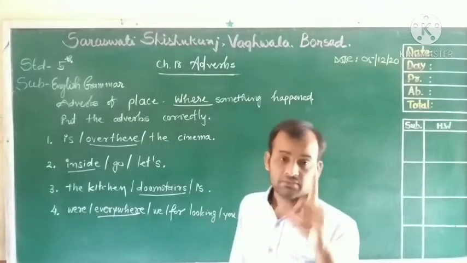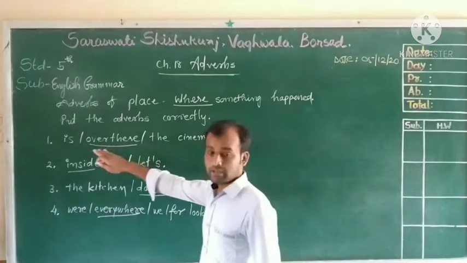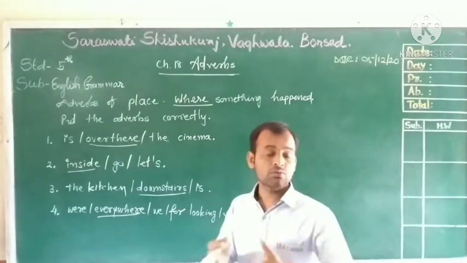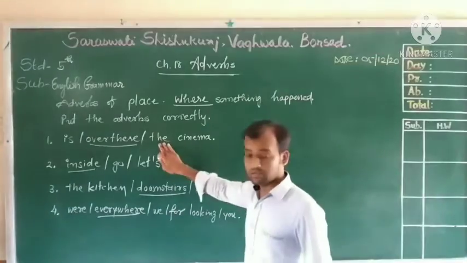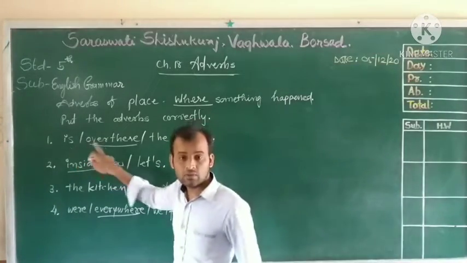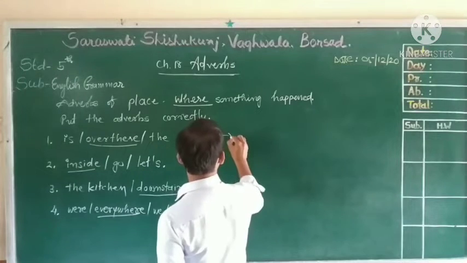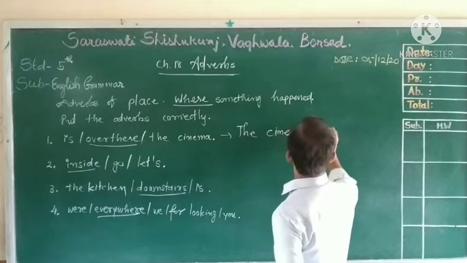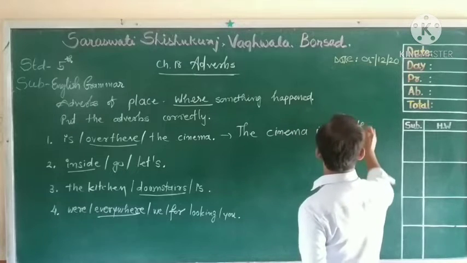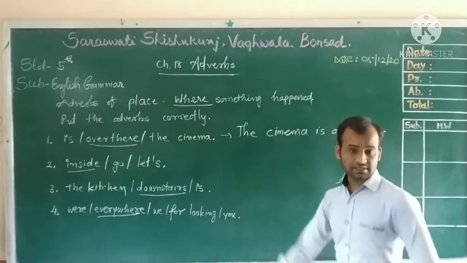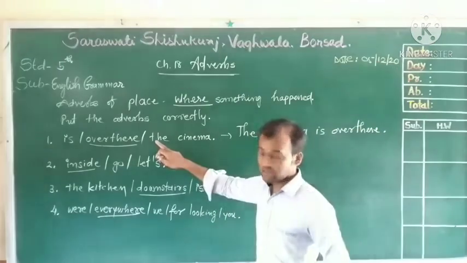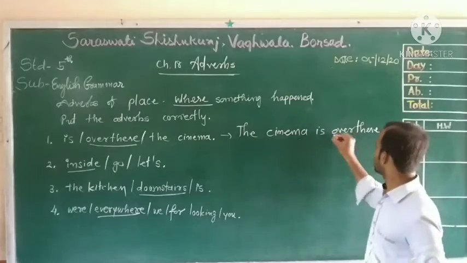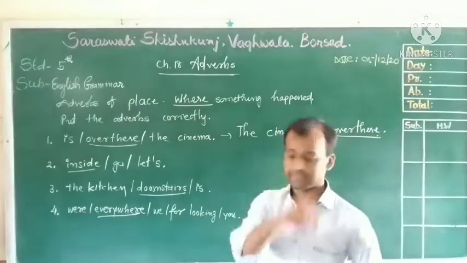How? Let's see the first one. Is over there the cinema? So which word will come first? You can say how to write a meaningful sentence. The cinema is over there. The first sentence. Listen to me, dear students. This is the sentence. The cinema is over there. So this is called adverb of place.